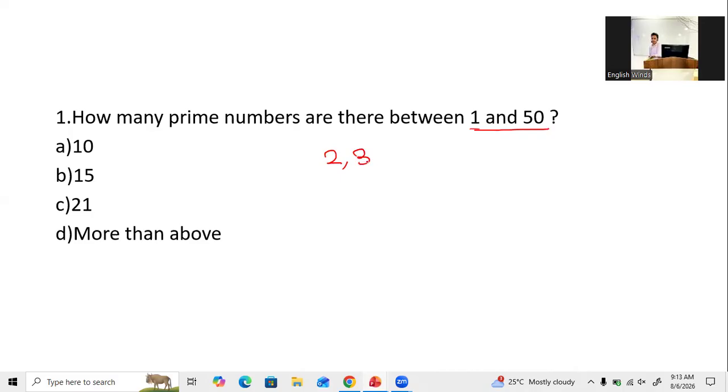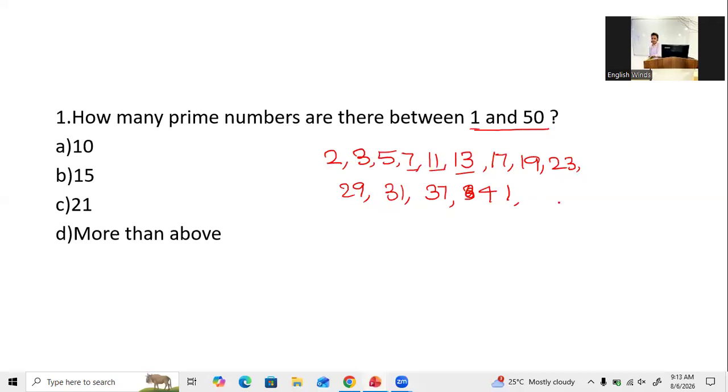So it starts from 2. So 2, 3, 5, 7, not 9, 11, 13. As you'll observe, these numbers are divisible only by themselves or 1. Okay. It's not 16, 17, 19, not 21, 22, 23. Then after that, not 24, 25, 26, 27, 29, 31, 37, 34, 35, 36 will not be. Not 30. It's 41 because 39 cannot be. Then we get 43, then 47.